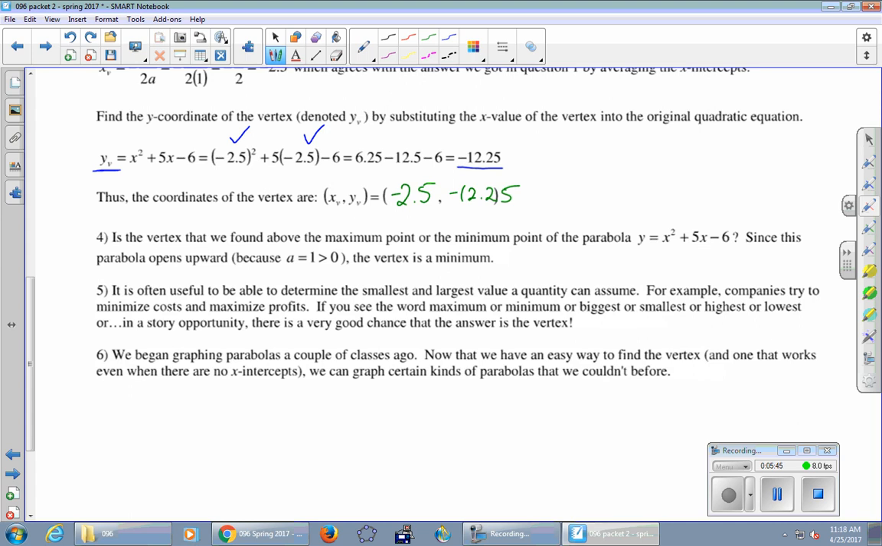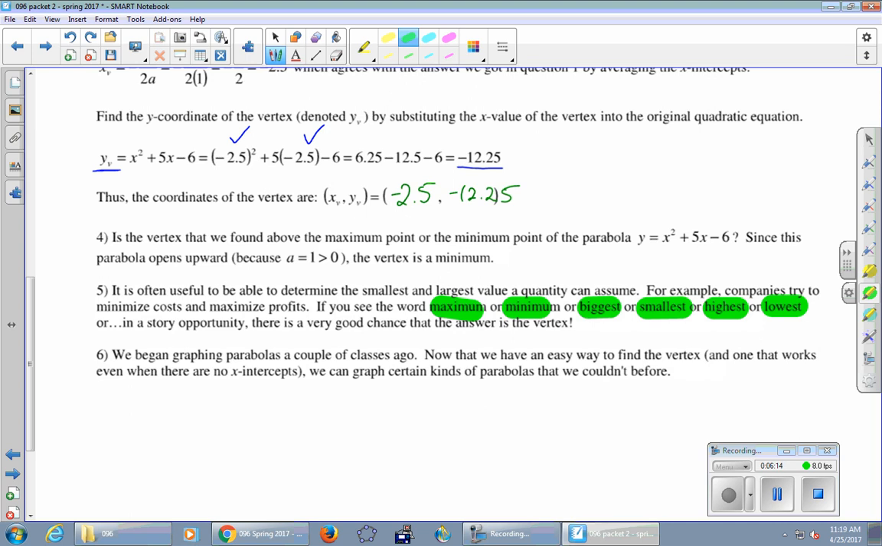And so on the activity and on the test and on the final, I'm going to be really cutesy. I'm going to use words that are synonyms for maximum and minimum, like biggest or smallest or highest or lowest or any synonym for either of those words. And all of those synonyms, you are going to translate into a single word that starts with the letter V. What is it? Vertex.